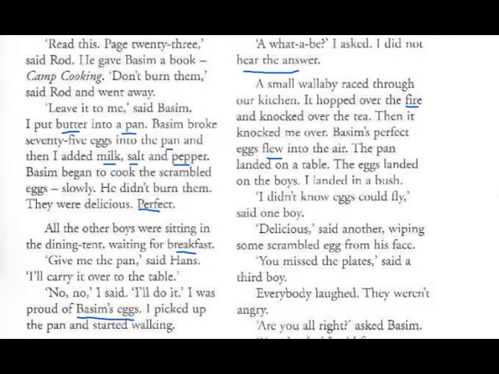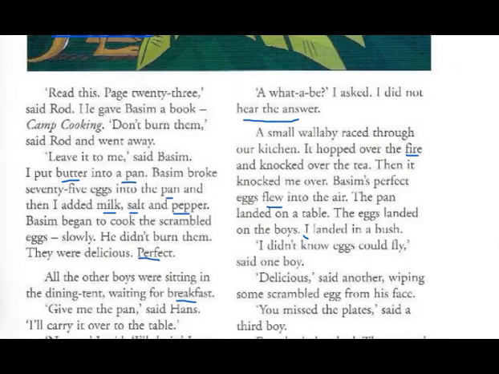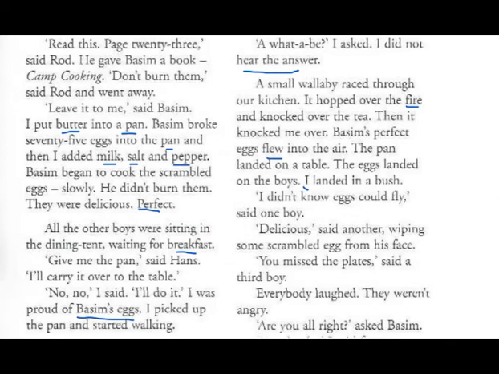The pan landed on a table. The eggs landed on the boys. I landed in a bush. Bush means the trunk of a tree, meaning among the trees.